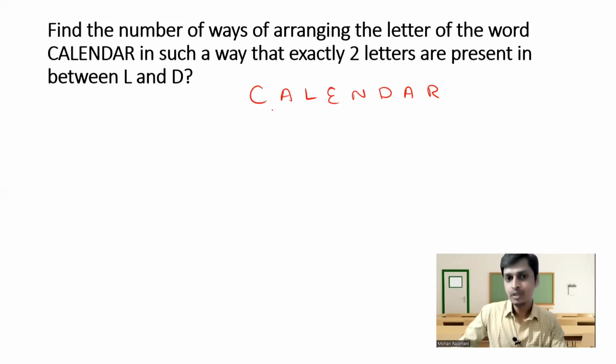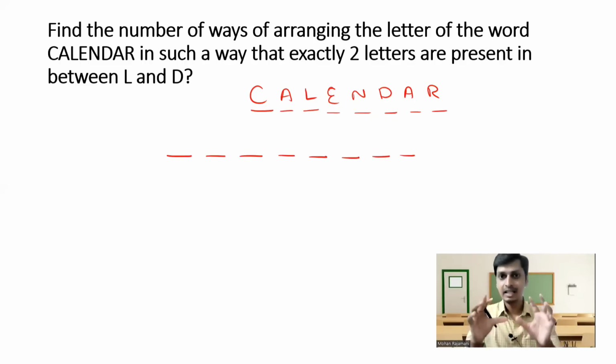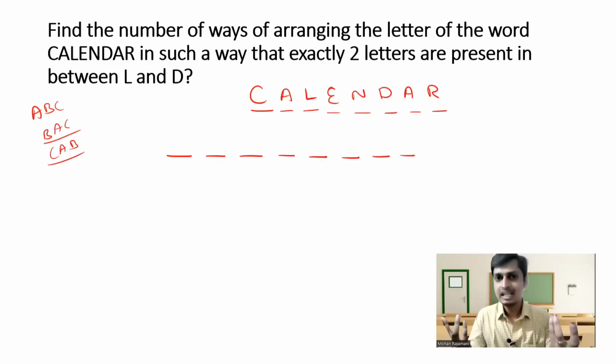So it is how many lettered word? 1, 2, 3, 4, 5, 6, 7, 8 lettered word. So I mark 8 dashes, because if you jumble these 8 letters, you will get an 8-letter word only. For example, if you jumble ABC, you will get only a 3-letter word, like BAC or CAB. So if you jumble these 8 letters, you will be getting an 8-letter word only.